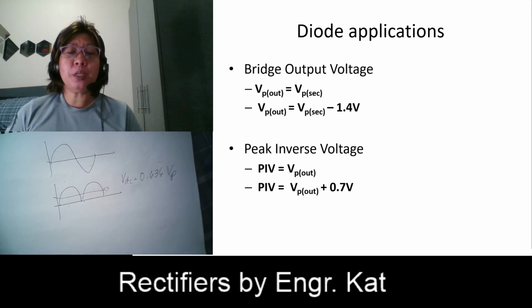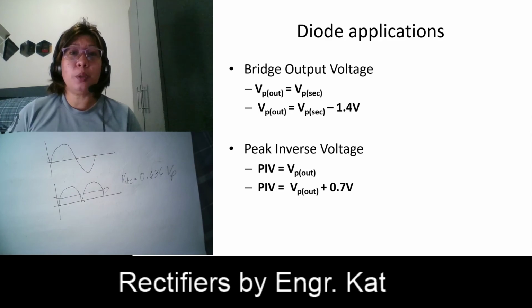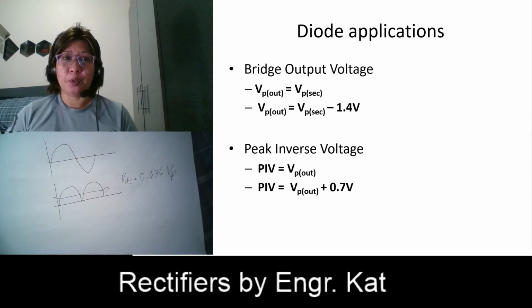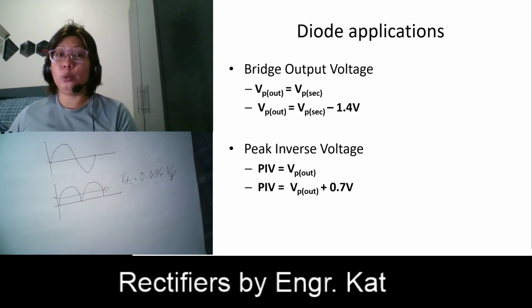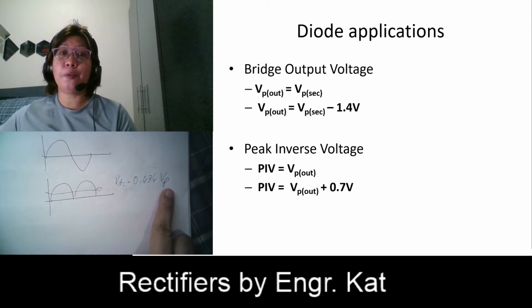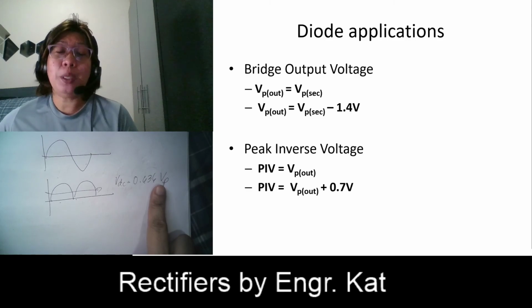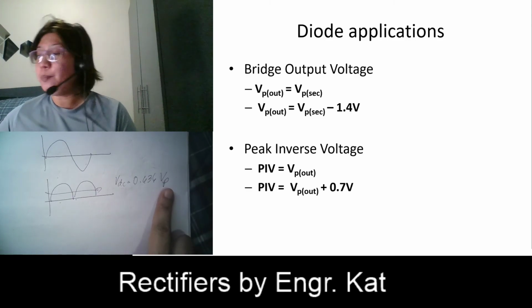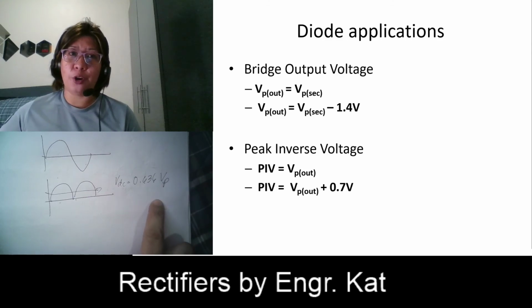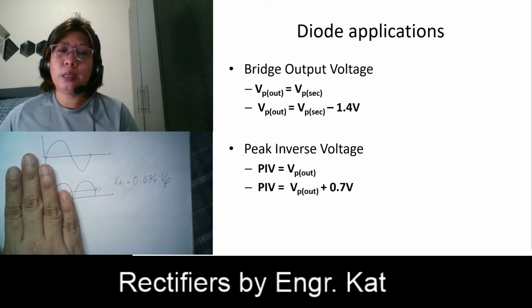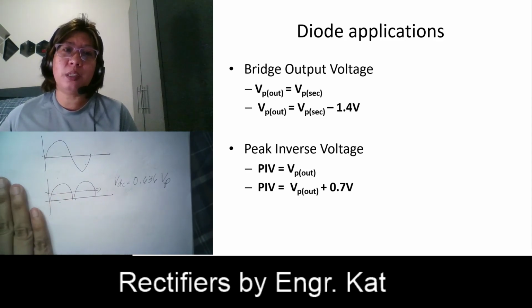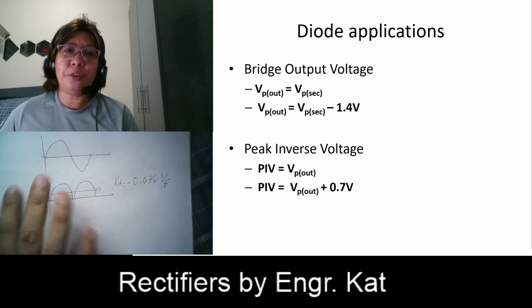So therefore, both of them will give us 1.4. Now, for the peak inverse voltage, your PIV is equal to VP out. For non-ideal, that is equal to VP out plus 0.7. So those are your voltages. And then, of course, VDC is equal to 0.636 of your VP. So this is the same with the transformer coupled and with the bridge rectifier. They have the same output waveform, they have the same output DC voltage. The only difference is their circuit.